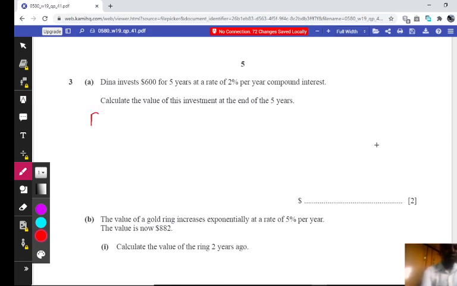The future value, that is the value of the investment, is equal to the principal value, that is the amount invested, times (1 plus r) to the power t. This is the formula that you can just apply, where r is a percentage, so it will be over 100. Please take note of that. So if it's 2%, it will be 2 over 100.